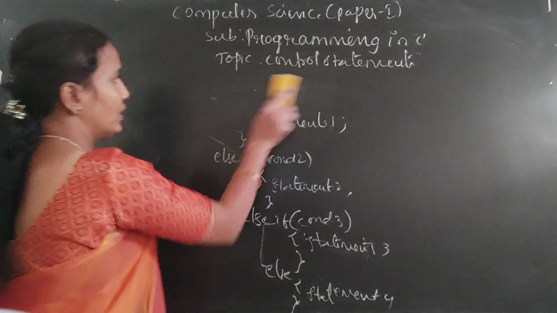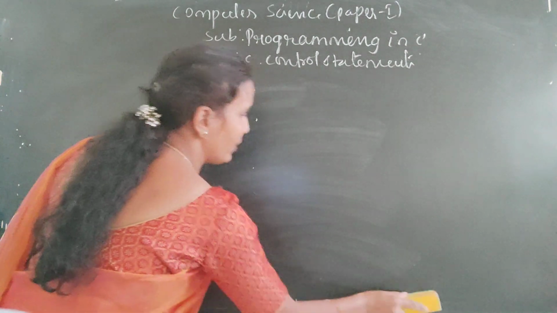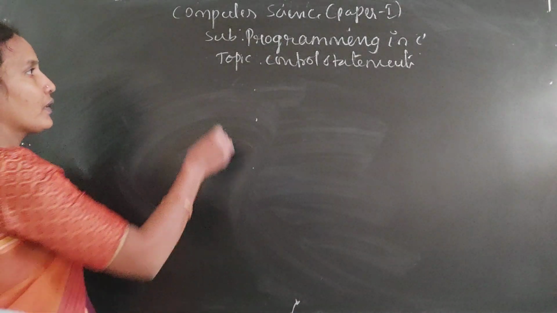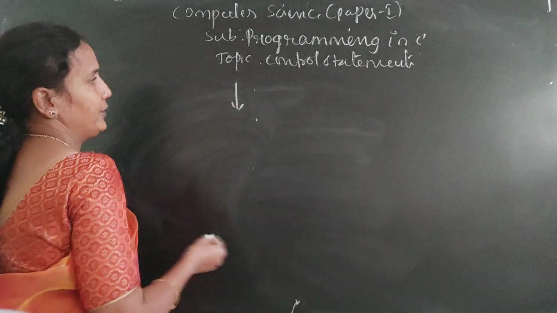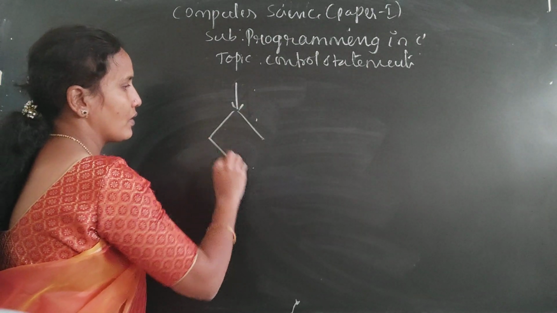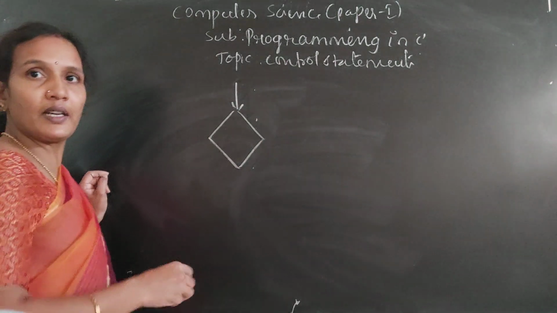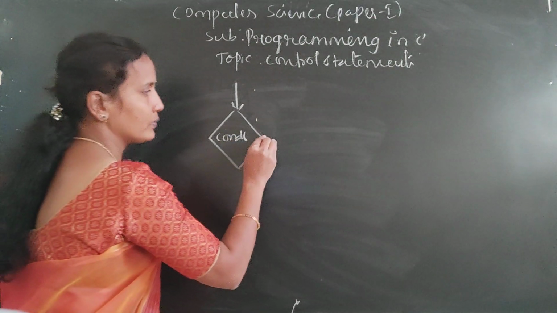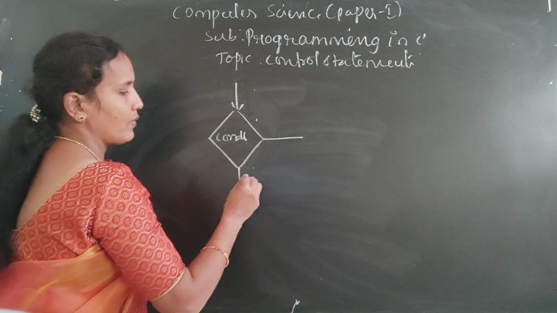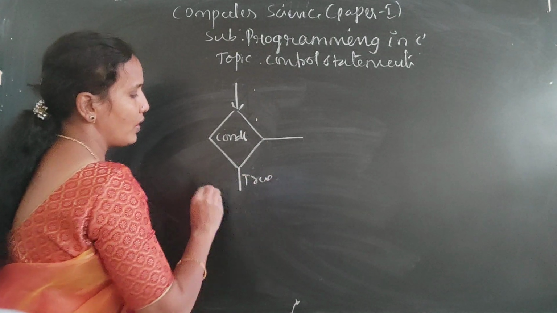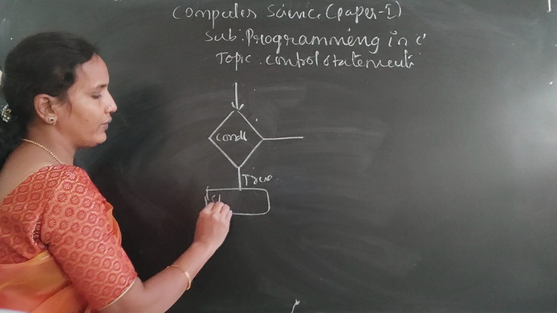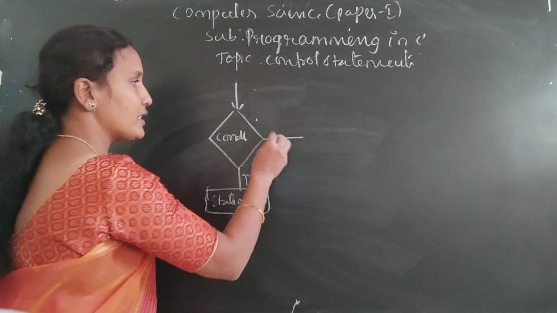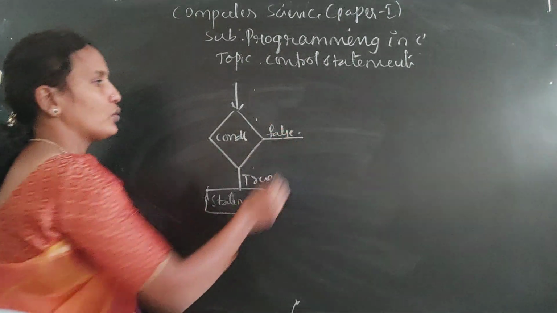Now we'll go to the flow chart. In detail, you will get it in a flow chart. First, entry. Whatever syntax I have given, I am implementing in a pictorial presentation. Condition 1 is true. If it is true, what have I given? Statement 1 will be executed. Next, if it is false, the decision making statement is a two-way decision making.